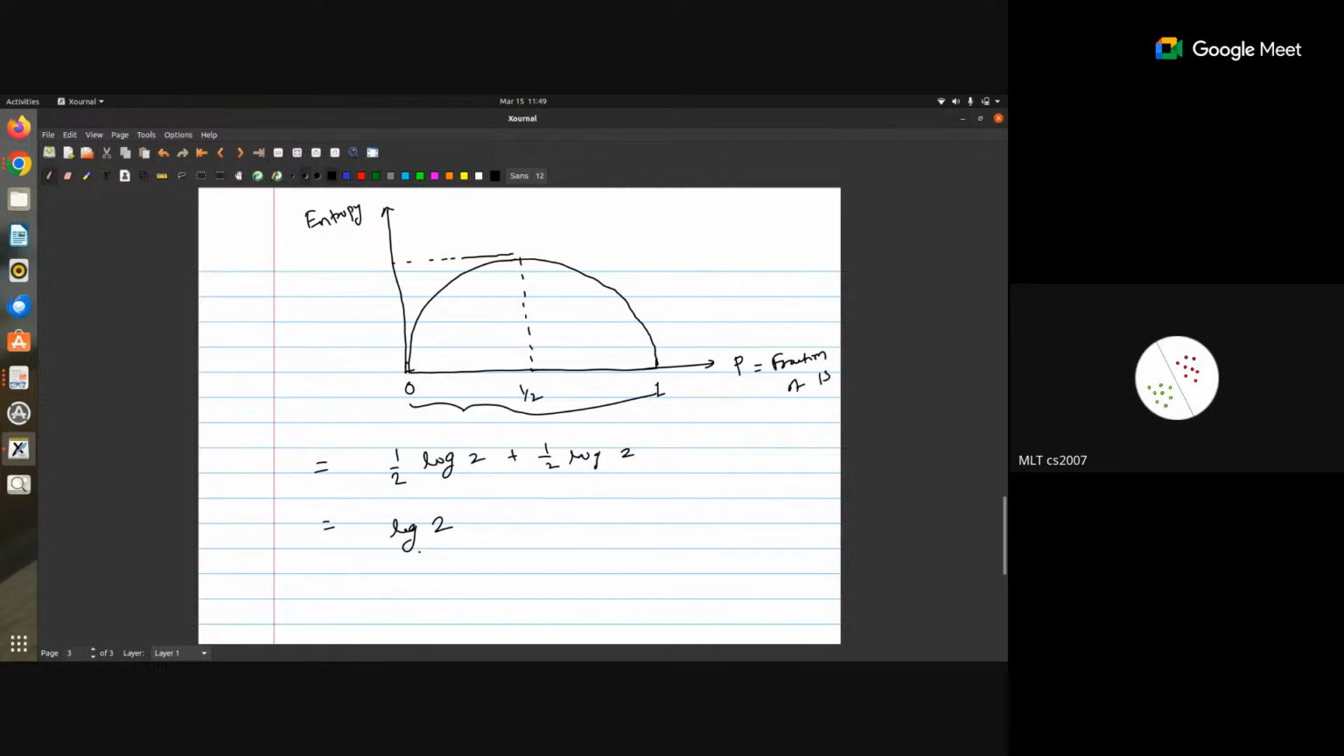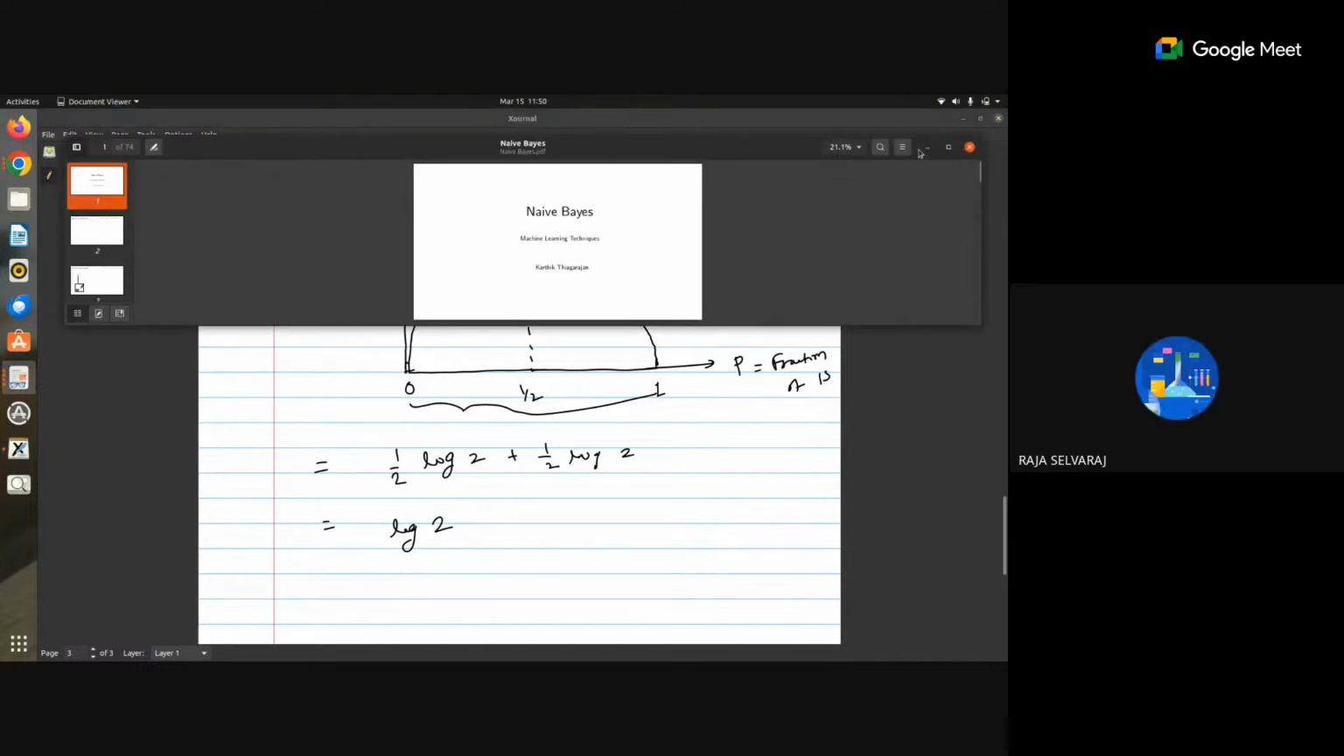If the base is 2, then this will become 1. If the base is e, then you will have some other value. If the base is 10, then it will be some different value, right? So it depends on how you are taking these logs. But we cannot say that entropy will be 1 when the fraction of ones is half, right? It's like a purely impure data set, right?